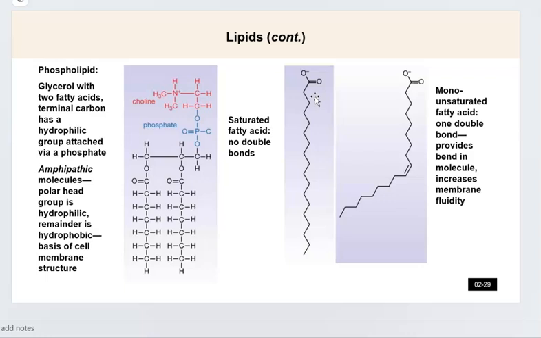The double bond within the fatty acid is in cis configuration when the hydrogens bound to adjacent carbons are on the same side of the molecule. And trans fatty acid configuration is when the bound hydrogens are on the opposite side of the molecule. Which is this one here.